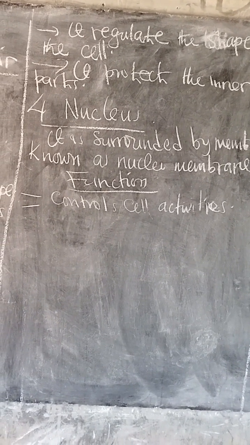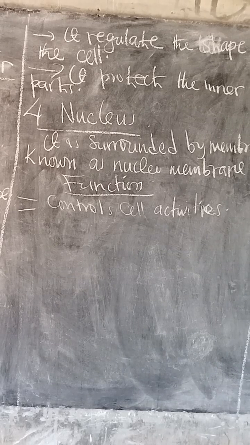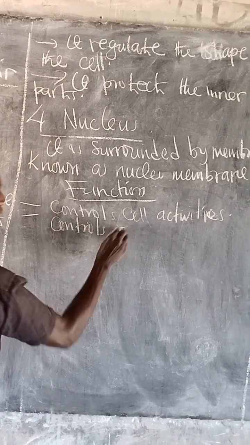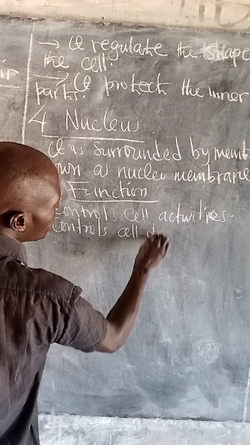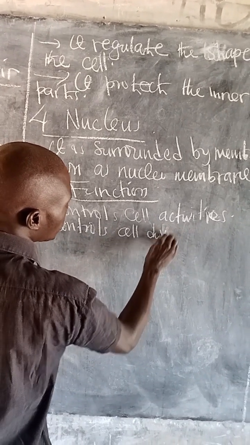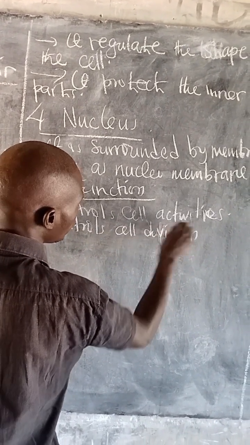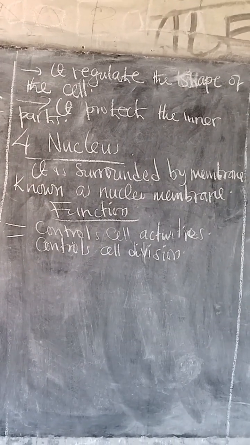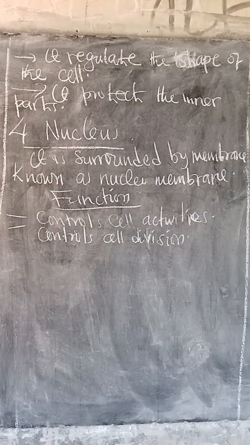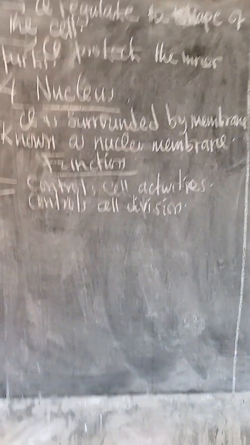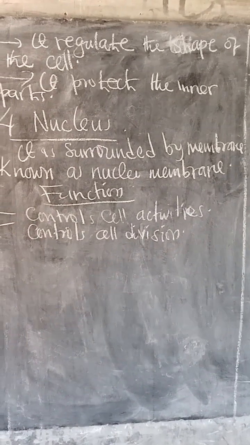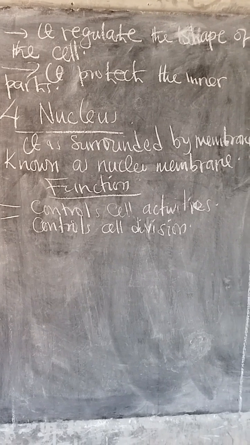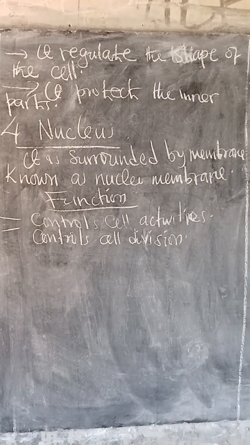We can also say the nucleus controls cell division. The process of cell division starts from the nucleus and later spreads to the other parts of the cell. So the initial stage of cell division starts from the nucleus, and in that regard the nucleus also controls the cell division process.